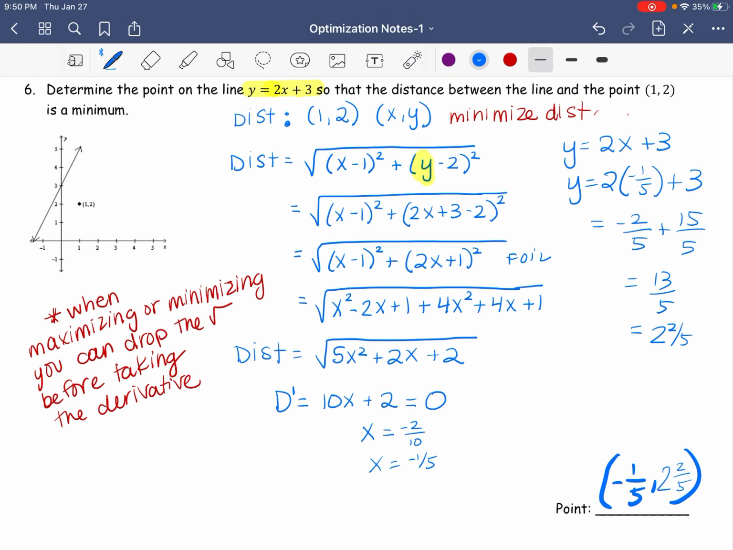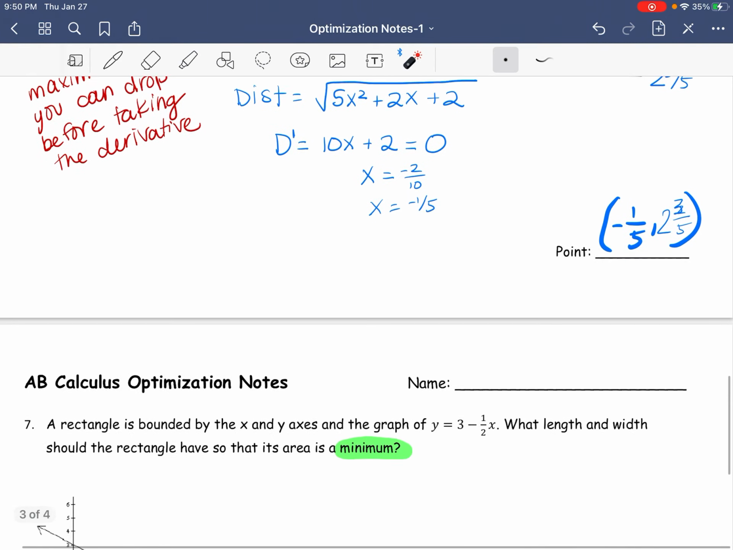I take that back. It's 2 3/5. I'm sorry, 2 3/5. Might have just been easier to keep it at 13/5. But if you want to try to visualize it, our point is at -1/5 and then up 2 3/5, or 2 and a bit. And that would be the closest spot to that point on our graph. All right, I'm going to keep moving.